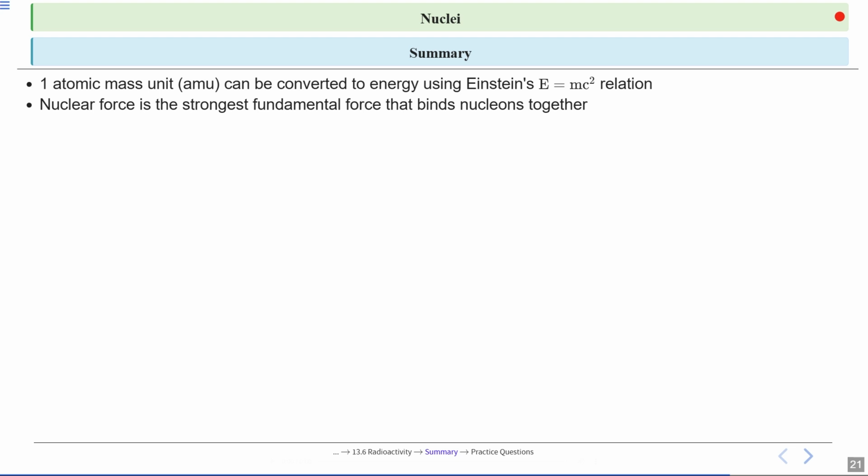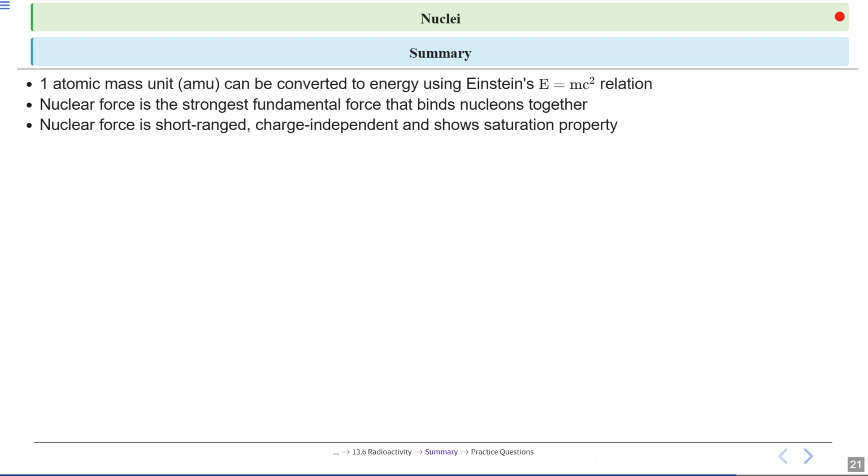Nuclear force is the strongest fundamental force in nature, and it's what holds the protons and neutrons, collectively called nucleons, together inside the nucleus. Without this force, the positively charged protons would repel each other and the nucleus would fall apart.